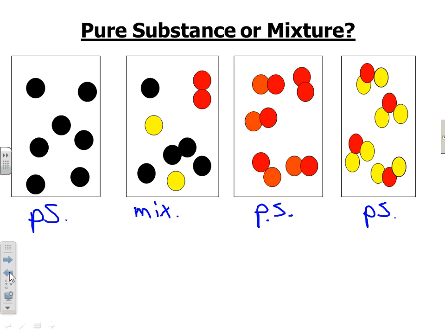No way to tell by our illustration whether it's a heterogeneous or a homogeneous mixture, because this is an atomic view, all right? We don't know what the view is if we were to look at it out here, whether we could see more or one phase. But I don't care about that.